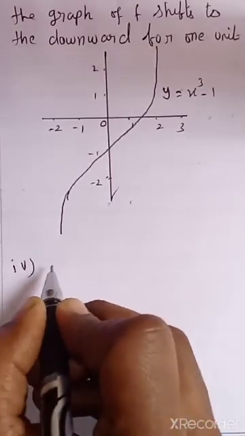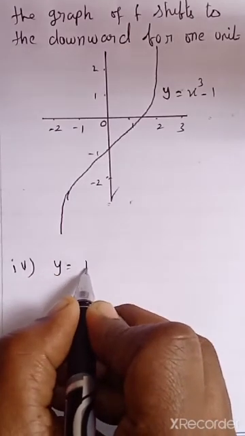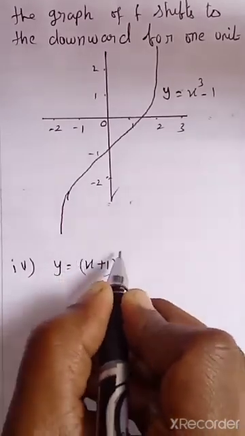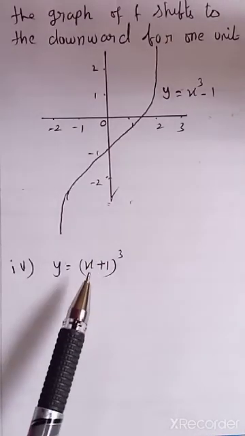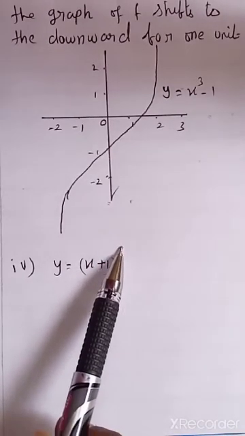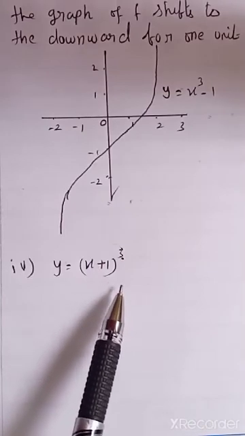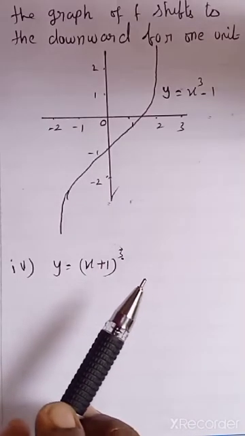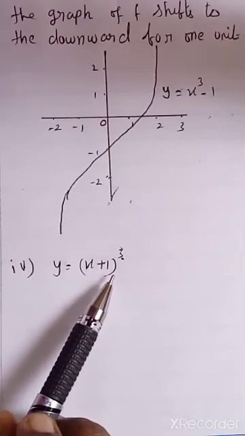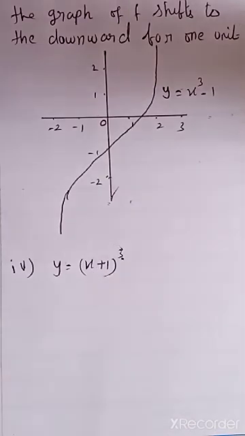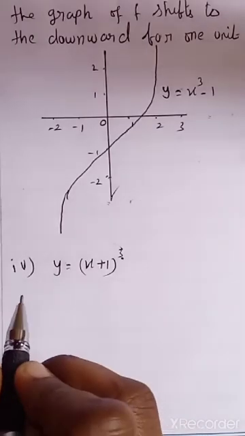So your next subdivision, fourth subdivision. So what is your question? y equal to x plus 1 the whole cube. Now tell me, see, actually x cube is the function. So inside the function we are adding 1 point. So if we add 1 inside the function, what do we have to do? Shift to the left. Correct? Shift to the left.